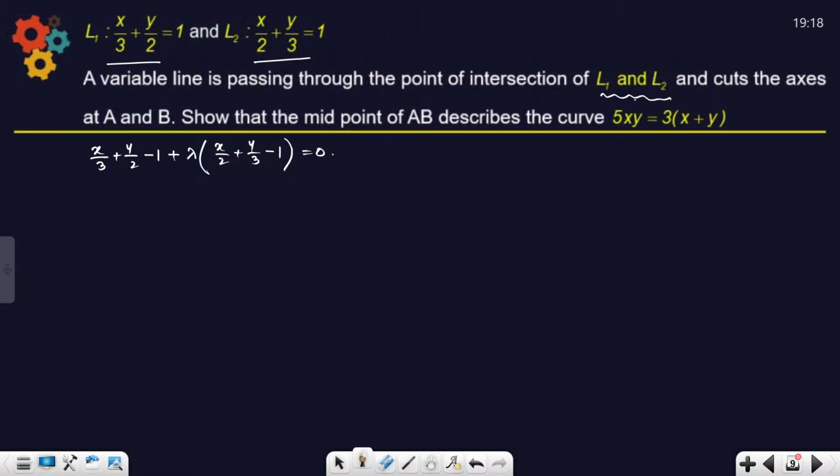Now they have said that this line is cutting the axes at A and B. Show that the midpoint of AB describes the curve this. That is, you have to find out the locus of the midpoint of AB. So let me just simplify this family of lines a little bit.